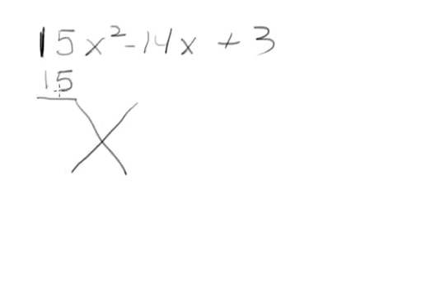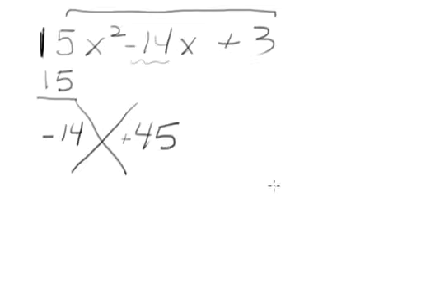So what went here? 15. Okay. Now what is 15 times 3? 45. Okay, that's a plus 45, right? All right. We're looking for combinations that'll give us that negative 14. Now here's the question that you need to ask: what are two numbers that multiply to give me 45 and add to give me 14?